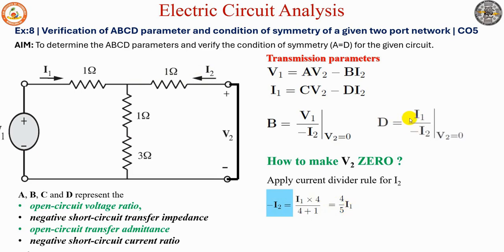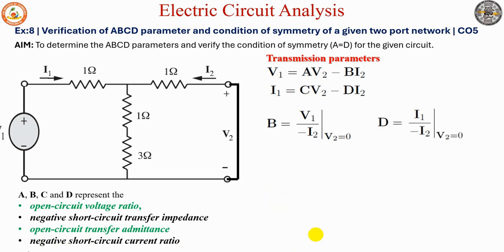So rearranging this to get the D parameter, we get I1 by minus I2 is equal to 5 by 4. It's a ratio of current, right? So that is negative short circuit current ratio. There's no unit because it's the same quantity. Next, let's find for B.